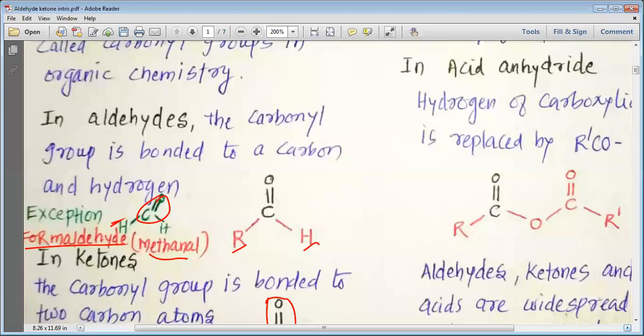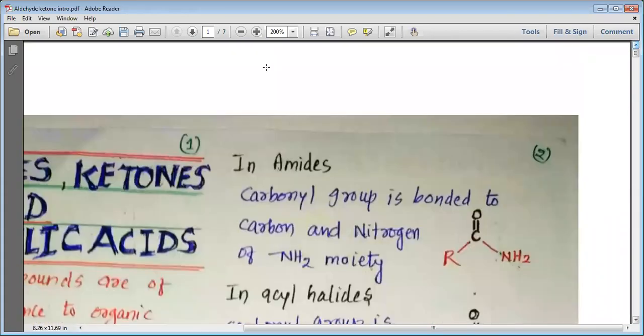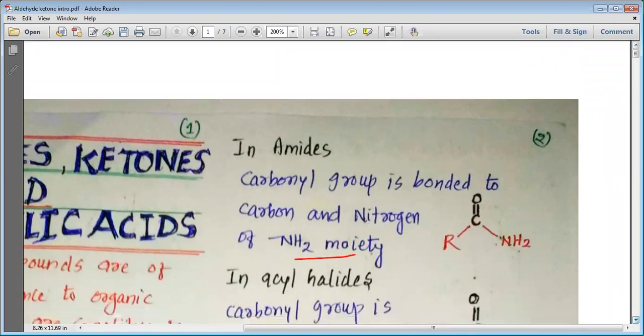Now, my dear students, we are going to study a few more carbonyl groups. The next one is known as the amide. You can see that this carbonyl group is bonded to one carbon, and in the other group it is bonded to the nitrogen of the amine group. So let us read the text: in amide, the carbonyl group is bonded to the carbon and nitrogen of the NH2 moiety or amine group.